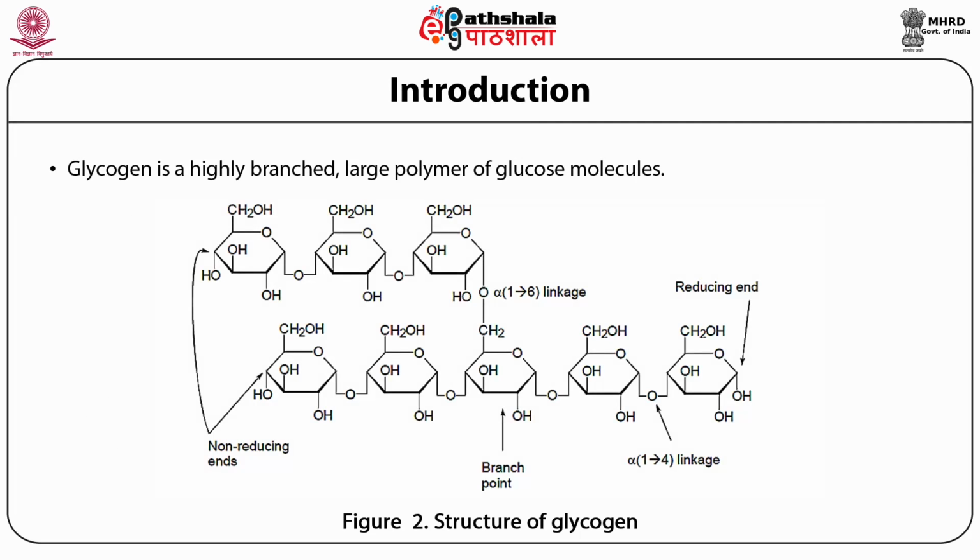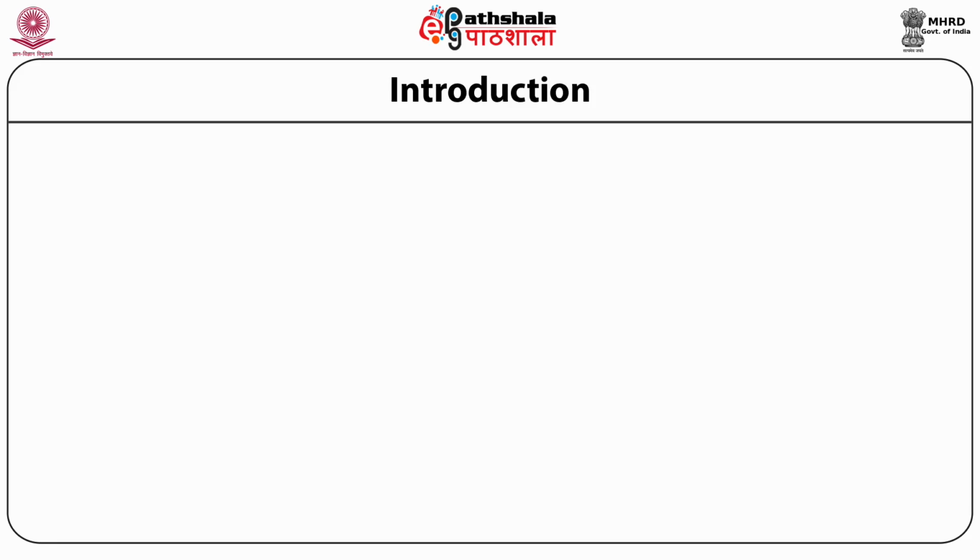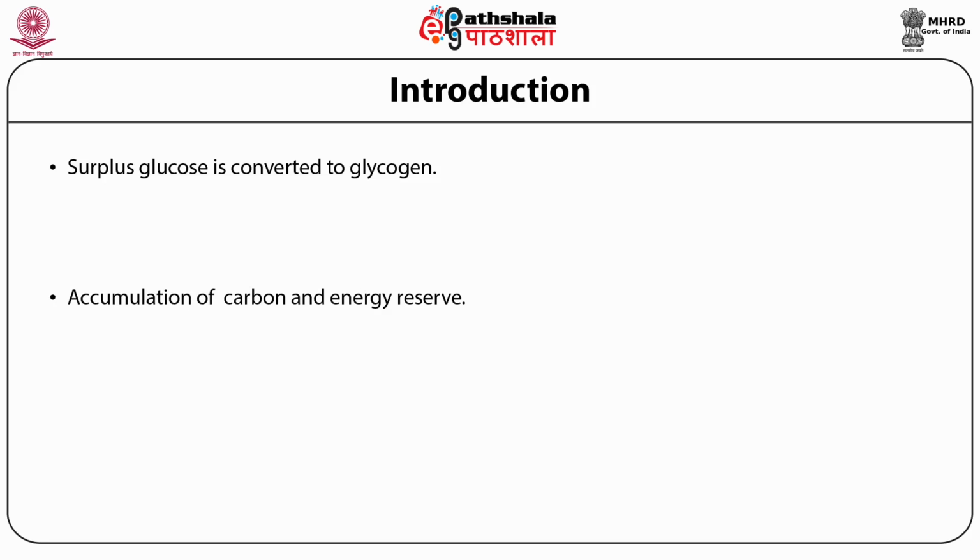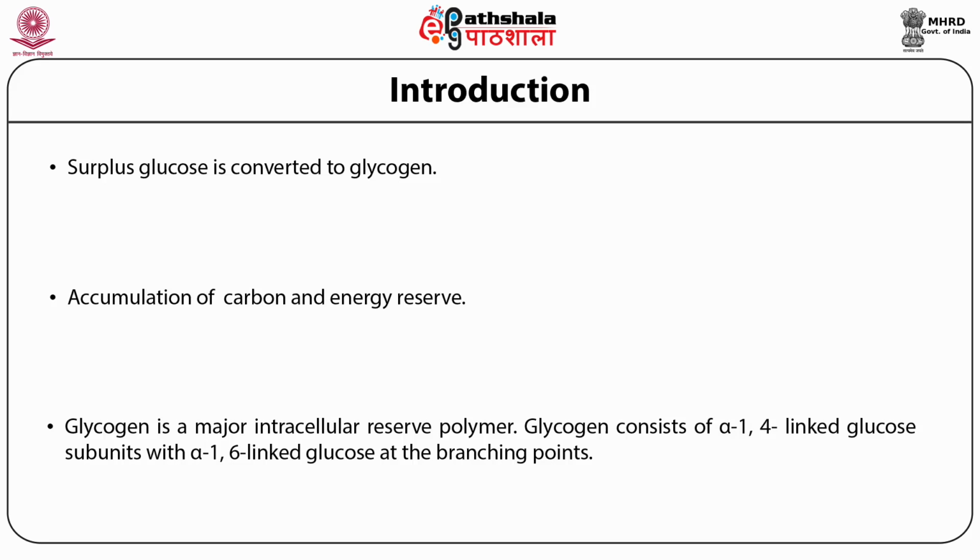Glycogen is a highly branched large polymer of glucose molecules which is linked along its main line by alpha 1,4 glycosidic linkage. Branches arise by alpha 1,6 glycosidic bonds at about every 10th residue. In vertebrates and many microorganisms, surplus glucose is converted to glycogen. Many microorganisms accumulate carbon and energy reserves to cope with starvation conditions temporarily present in the surroundings. The biosynthesis of glycogen is the main strategy for such metabolic storage. Glycogen is a major intracellular reserve polymer.